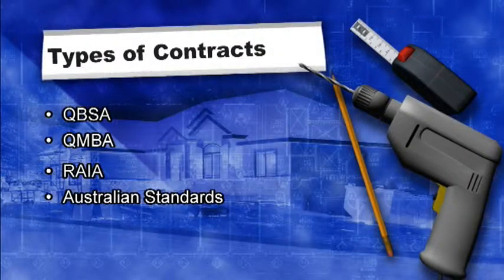There might be different bodies that sell them. There might be the HIA, the Queensland Master Builders, QMBA, or the QBSA, Queensland Building Services Authority, or the Institute of Architects, which is the RAIA, Royal Australian Institute of Architects. All of the residential contracts that the RAIA sell involve an architect. There's specific things about an architect, but it's also endorsed by not only the Institute of Architects, but the National Master Builders.